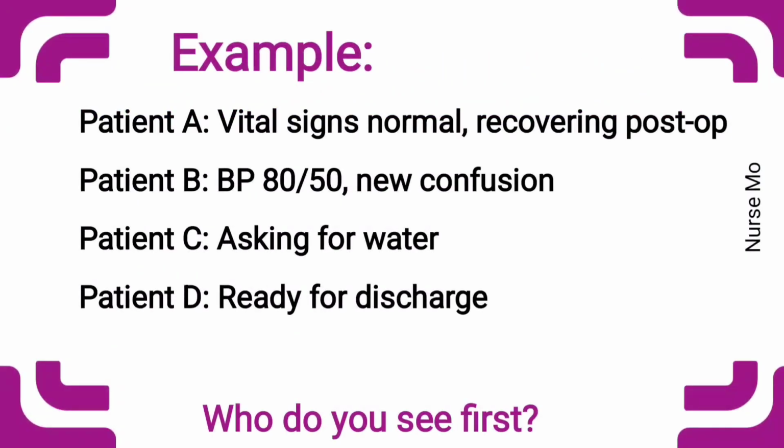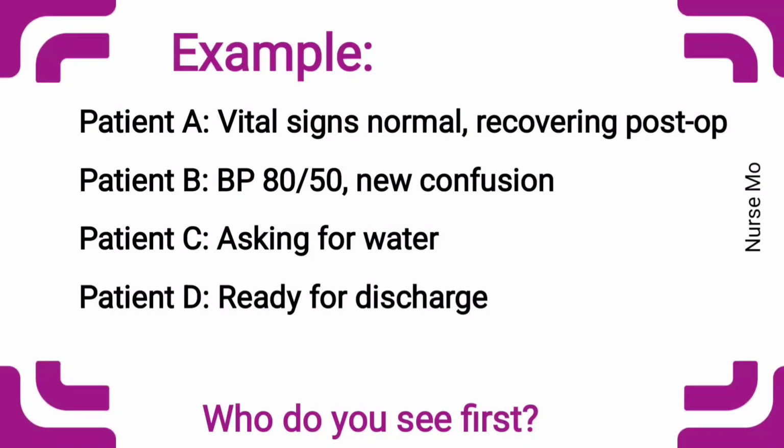Patient A has normal vital signs and is recovering post-op. Patient B has a blood pressure of 80/50 with new confusion. Patient C is asking for water, and patient D is ready for discharge. In these 4 patients, amongst them, who do you see first? Who takes priority? Of course, it's patient B with a blood pressure of 80/50 and a new confusion.